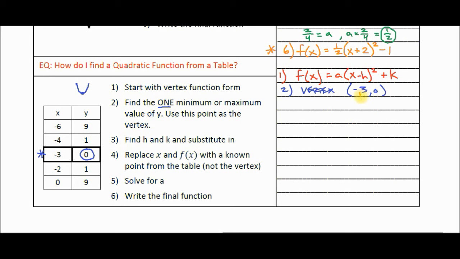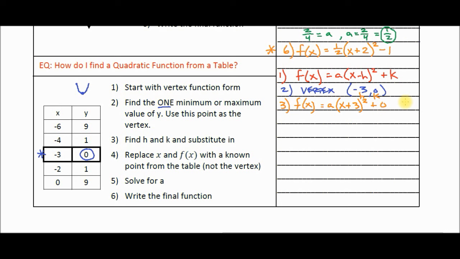Well, we know that the h value is the x value of our vertex. The k value is the y value of our vertex. So we're going to rewrite our function. It's now going to be f of x is equal to, we still don't know what a is, but now we know what h is. H is negative 3. Remember, you flip the sign of the h. So when it goes into our equation, it's actually negative or minus negative 3. That turns to a positive 3 squared. And then our k value is 0. Now we can write that on there.